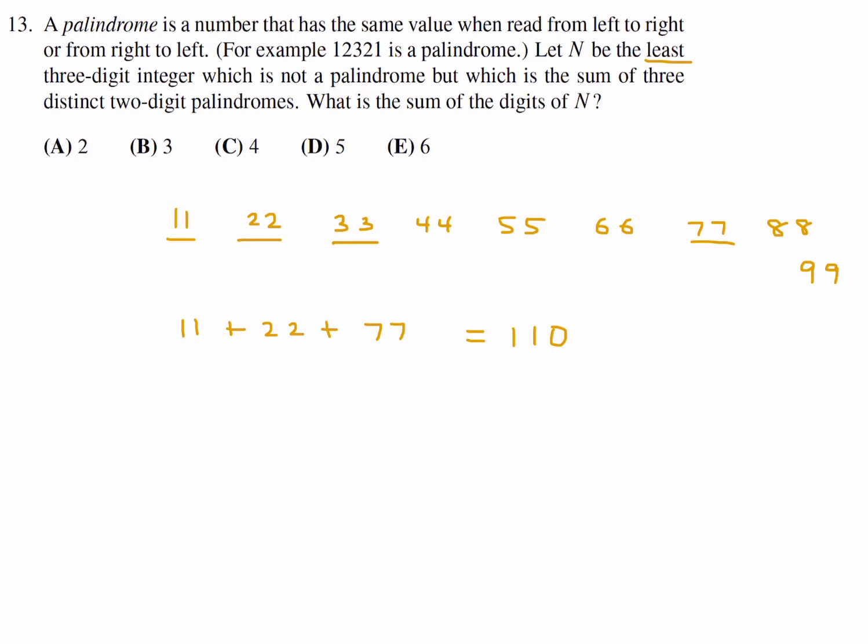Correct, it's not a palindrome. And I'm pretty confident this is n. So the sum of the digits of 110 is 1 plus 1 plus 0, which is 2. So number 13, the answer is A.